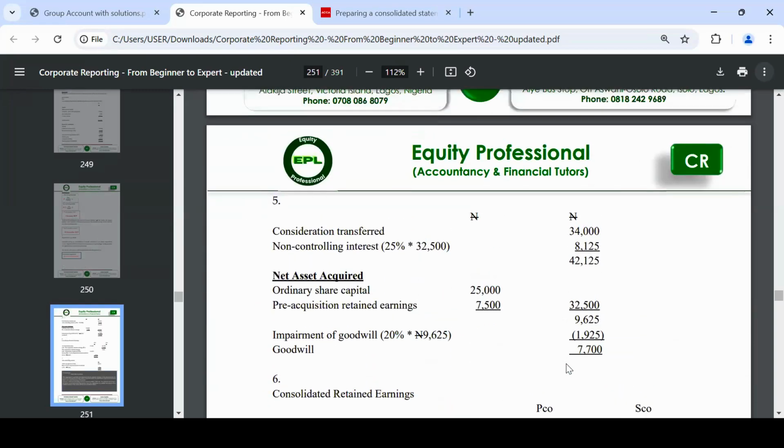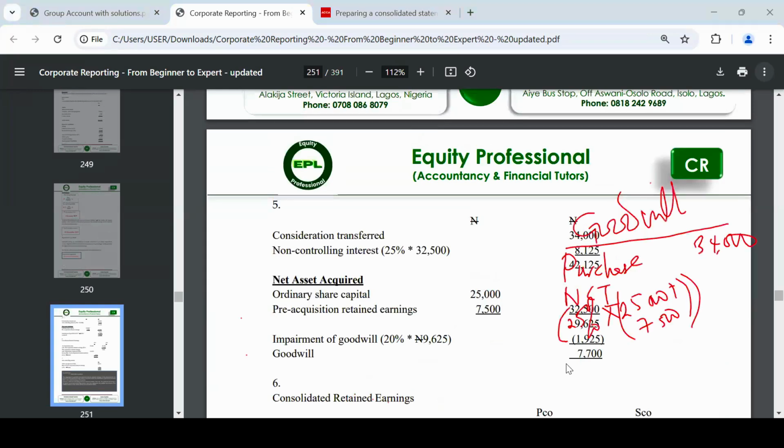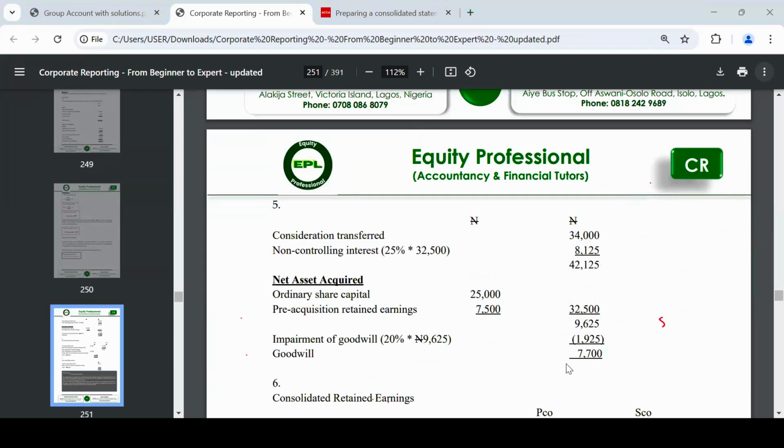Okay, I'll just go ahead and use the solution. 8,125. Now in the calculation of the goodwill, you will see here that what was done was to add that 25,000 plus the pre-acquisition retained earnings of 7,500. That's how they got that 32,500. And when you do 25% of 32,500, you have 8,125. Now, the net assets that was acquired, we have itemized that 32,500, broken it down there.